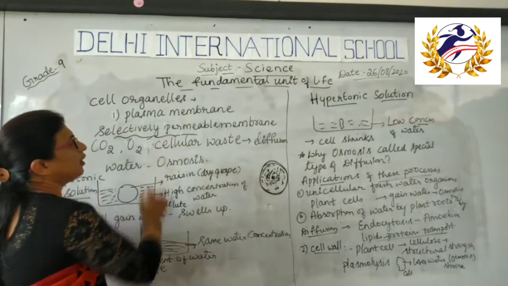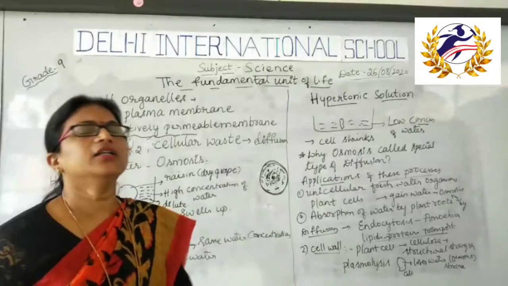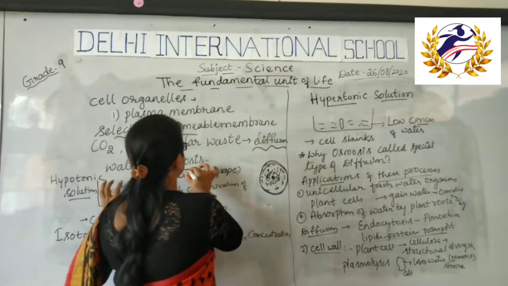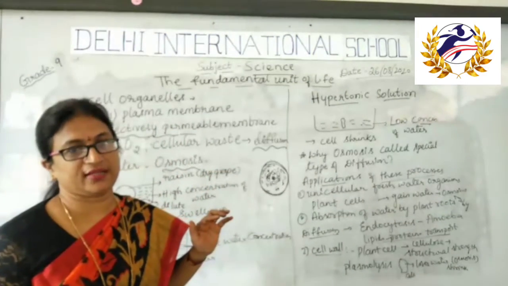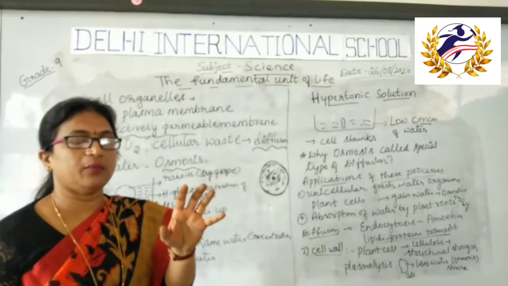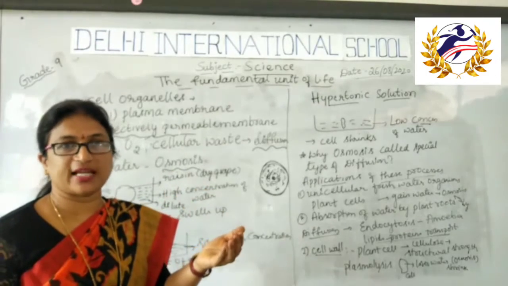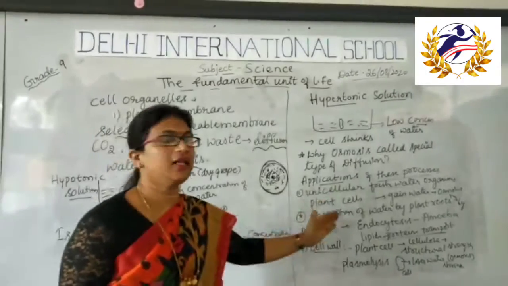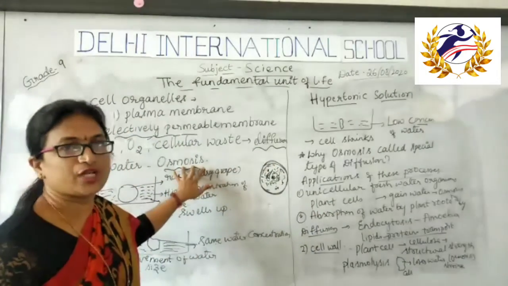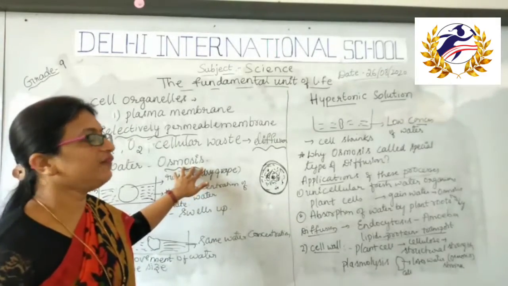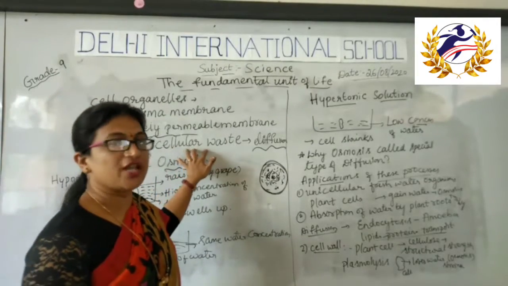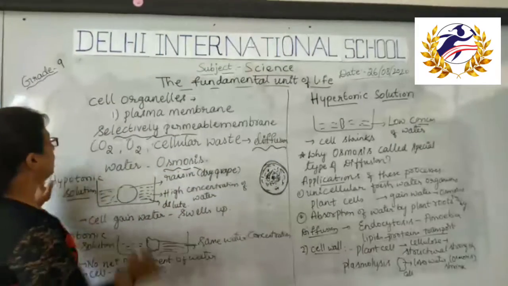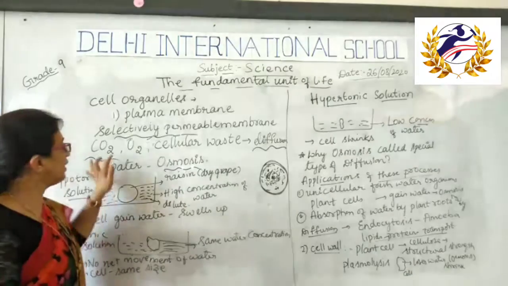So how do these molecules enter and exit the cell? By the processes called diffusion and osmosis. The molecules, like the gaseous molecules and the food molecules which we take, enter from one cell to another by diffusion and osmosis. Now we will see which contents are exchanged through diffusion and which through osmosis. First, carbon dioxide and oxygen.